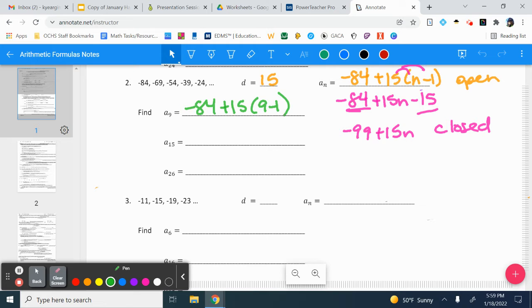Again, making sure you use your parentheses. If you don't, it's going to give you a wrong answer. So I get that the 9th term here will be positive 36.